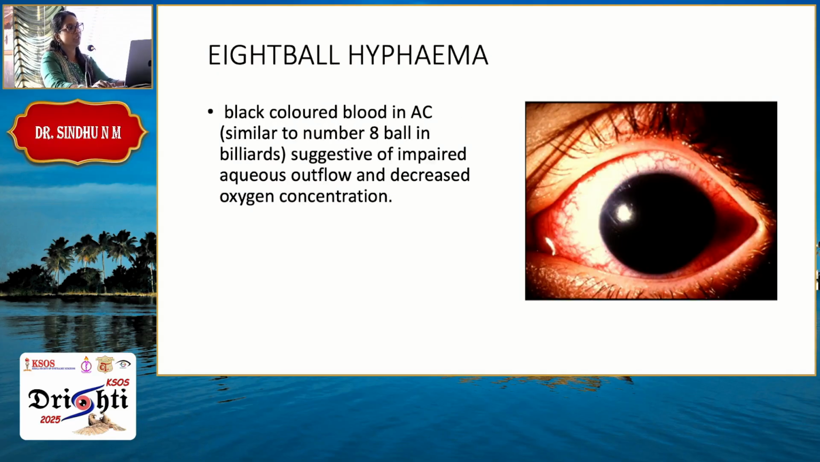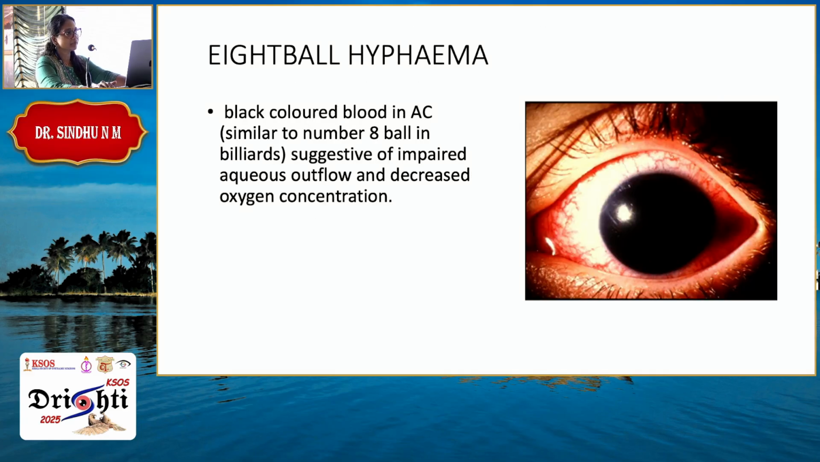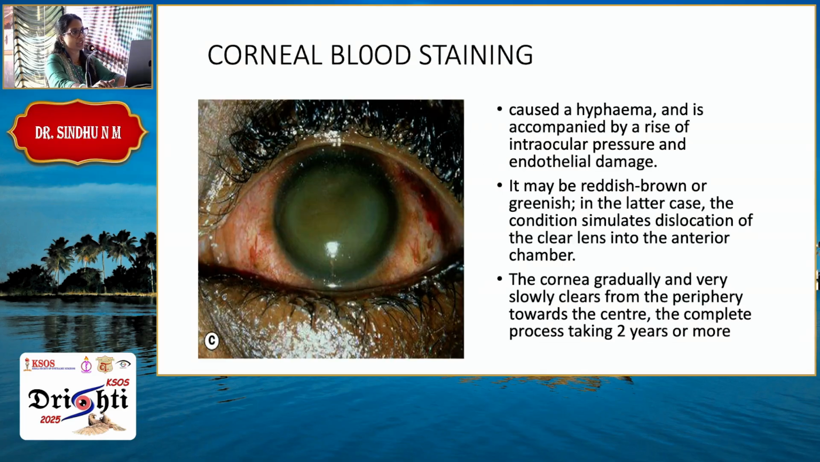Surgical removal of the blood is indicated in uncontrolled glaucoma, a 100% persistent hyphema called 8-ball hyphema, early corneal endothelial staining, hyphema of more than 50% persisting for 14 days, or eyes with active rebleeding. 8-ball hyphema is black colored blood in the anterior chamber. It's suggestive of impaired aqueous outflow and decreased oxygen concentration.